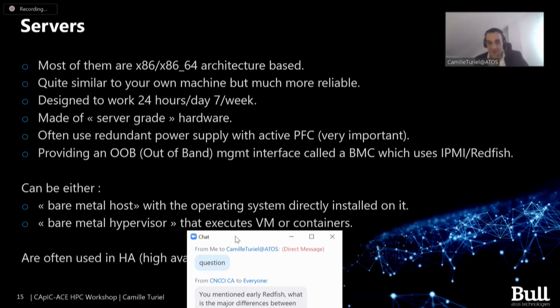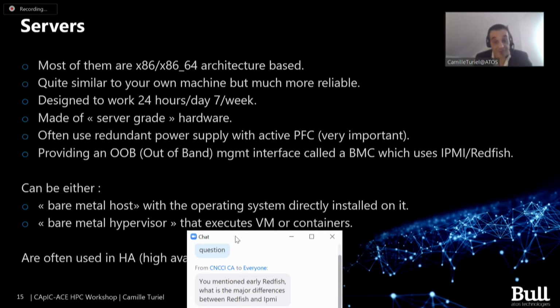BMC is meant to be seen as a computer inside your computer. And this one is very resilient. It boots in about, let's say, 4 or 5 seconds. It's generally an embedded Linux inside, using a special distribution, generally BusyBox for the ones interested in embedded systems. You can look at BusyBox, busy like busy and box like a box.